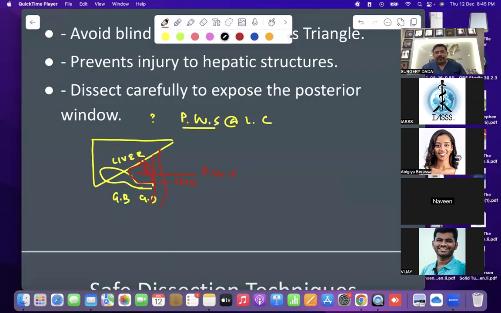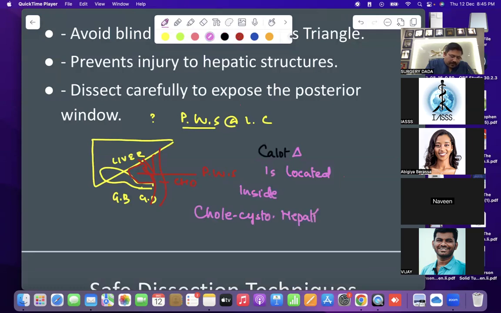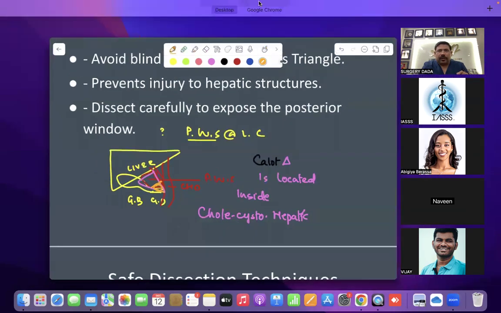Now you must be thinking, sir, then where is Calot's? Remember, when we talk about Calot's triangle, it is located inside the cholecystohepatic triangle. And what is the cholecystohepatic triangle? This triangle is known as the cholecystohepatic triangle, and inside this you have the cystic artery and cystic duct. This triangle is known as Kellogg's triangle. I'll show you. Don't worry about this.